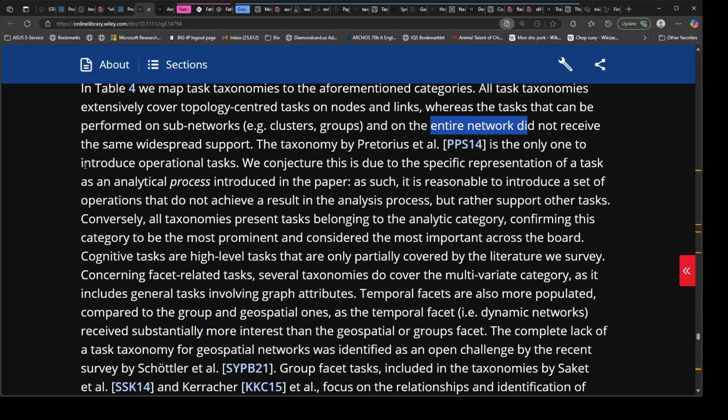We conjecture this is due to the specific representation of a task as an analytical process introduced in the paper. As such, it is reasonable to introduce a set of operations that do not achieve a result in the analysis process, but rather support other tasks. Conversely, all taxonomies present tasks belonging to the analytic category, confirming this category to be the most prominent and considered the most important across the board. Cognitive tasks are high-level tasks that are only partially covered by the literature we survey.